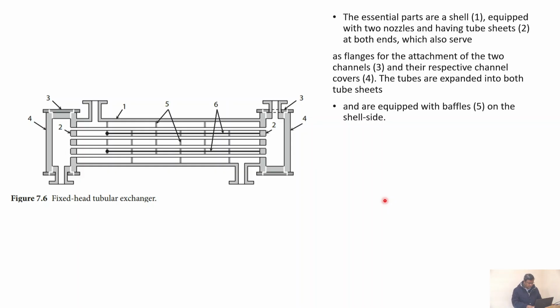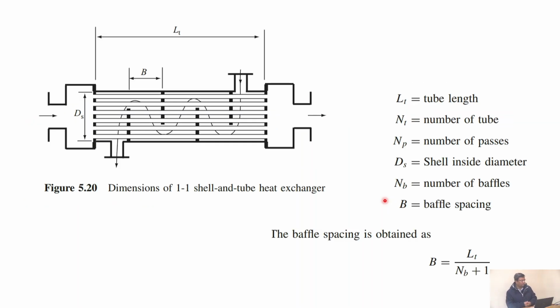Right. So these are just some names, but we also need to be able to go to some calculations. So for that, we need some nomenclature. This LT is tube length, this B is baffle spacing. Between two baffles, there is some spacing. Then number of tubes, number of passes, shell inside diameter. DS is shell inside diameter. And NB, number of baffles. So the baffle spacing is LT divided by NB plus 1, as you can make out from the figure.